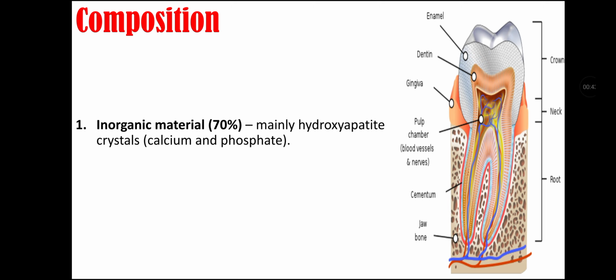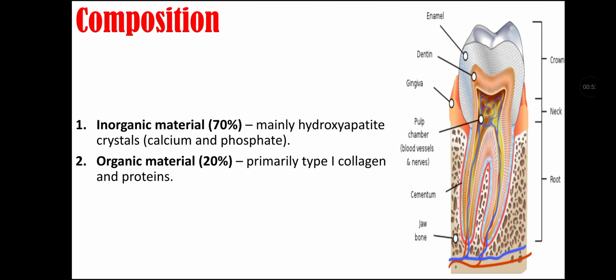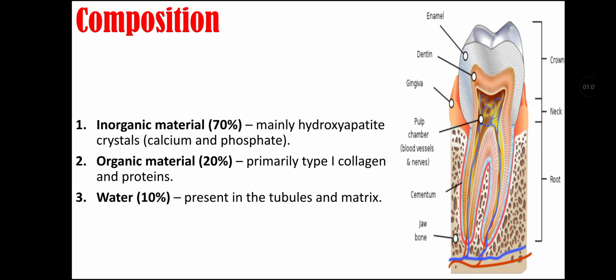Composition of dentin. It has inorganic material that is about 70% of the dentin. It is mainly hydroxyapatite crystals that are made up of calcium and phosphate. It has organic material that makes up 20% of the dentin, that is primarily type 1 collagen and proteins. And it has water that makes up almost 10% of dentin and it is present in tubules and matrix of dentin.